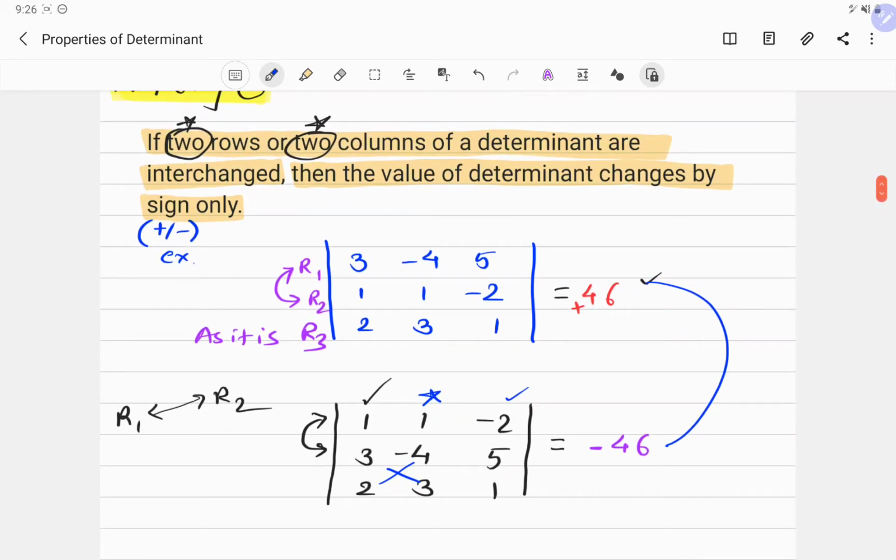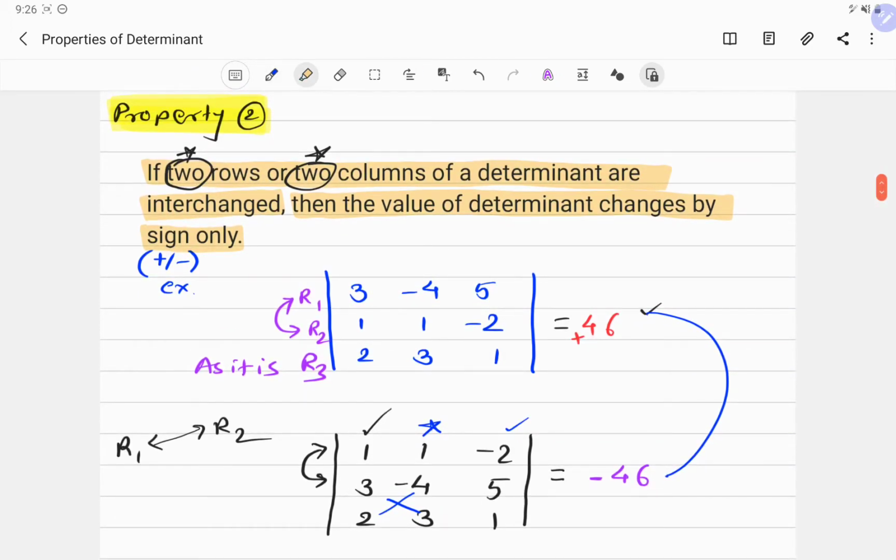So according to this property number 2, if you interchange any two rows, the same property is also applicable for columns too. But just change the two rows or two columns, right? If you want, you can apply the same property to columns also. Whatever properties we are discussing today, all are applicable for rows as well as columns. This is the example where I explain everything with rows, but the same property you can apply for columns too.